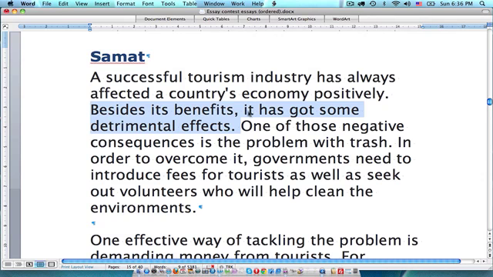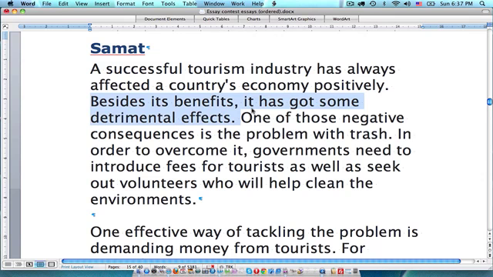So this might be better if you were to say something like, a successful tourism industry has always affected a country's economy positively. Besides its benefit, such an industry has got some detrimental effects, or something like that. So it's just kind of varying the language a little bit, and you're not using it twice to refer to the same thing in the same sentence. Okay, just a small thing there.